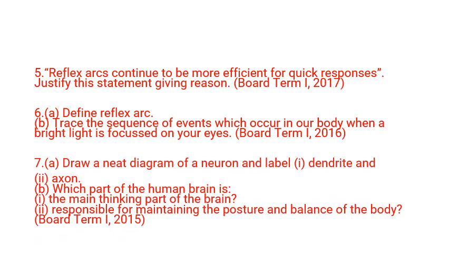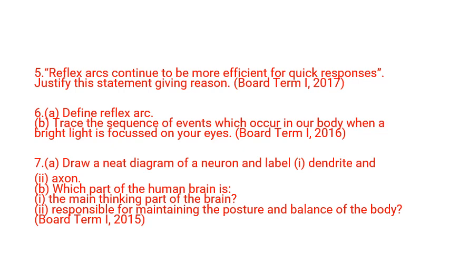Next, the seventh one: draw a neat diagram of a neuron. You have to practice this labelled diagram well. You have to label the parts like the dendrite as well as the axon. Second question in this: which part of the human brain is the main thinking part of the brain? I think you know the answer, right? If you understand my videos well, then it will be easy for you to answer all these questions.